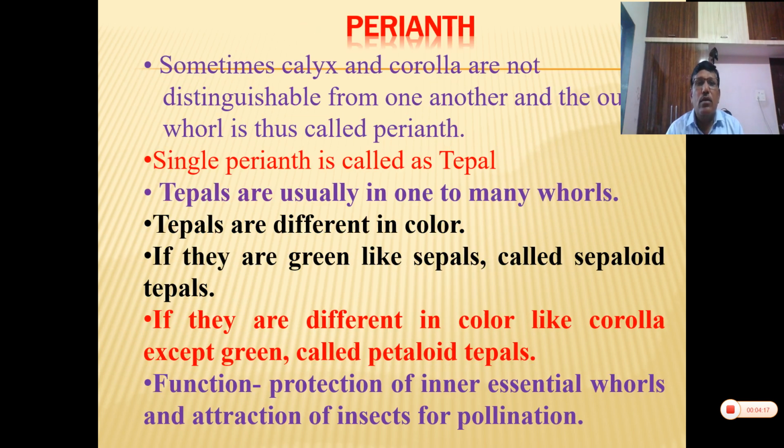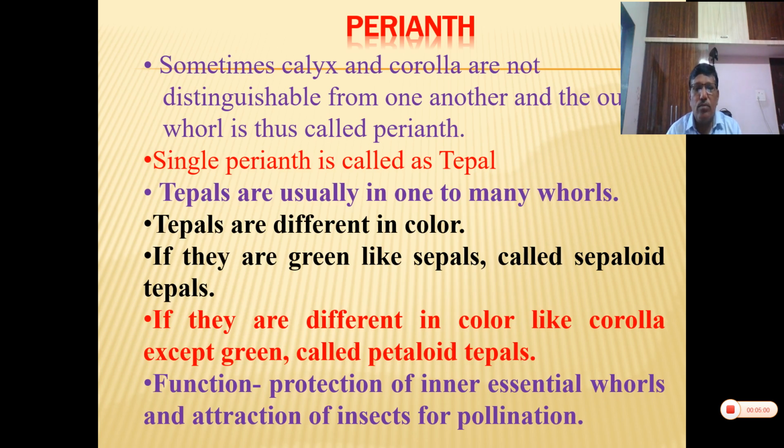The third whorl is the perianth. Sometimes in some flowers the calyx and corolla are not distinguishable from one another, and the whorl is called perianth. A single perianth unit is called a tepal. Tepals are usually in one to many whorls in the flower. Tepals are different in color. If they are green in color like sepals, they are called sepaloid tepals, while if they are different in color like the corolla, they are called petaloid tepals.